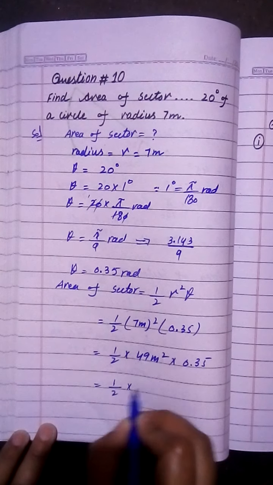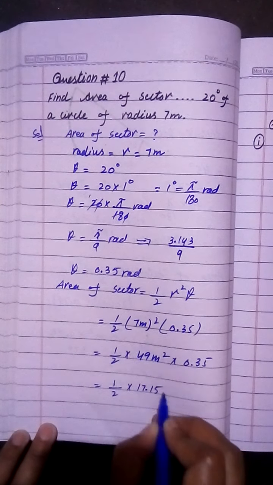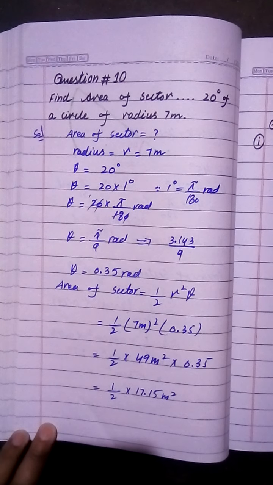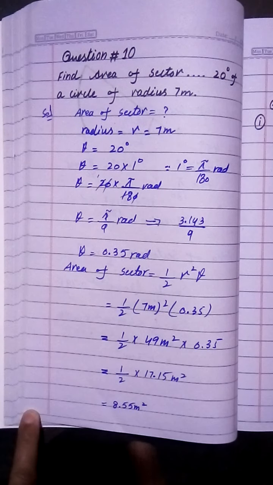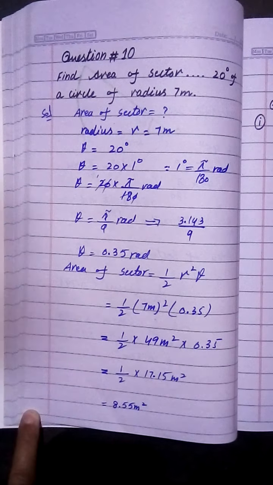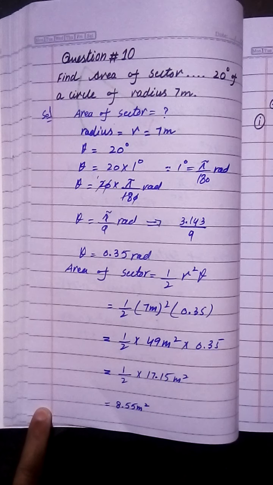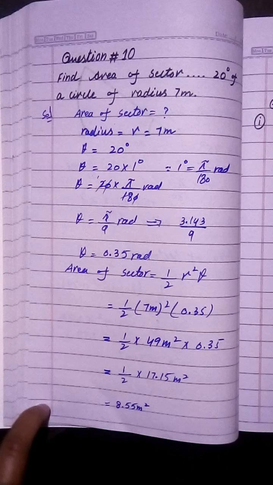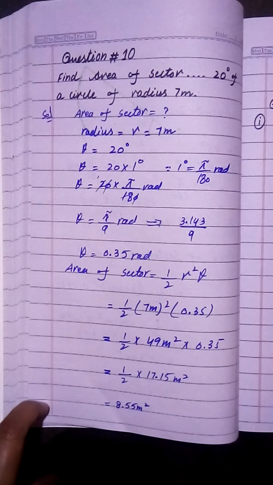1 by 2 multiplied by 17.15 meter square. Now you have to divide by 2. So its answer equals 8.55 meter square. That is the area of sector. Now I hope you have understood exercise 7.2 question number 9 A, B and question number 10.